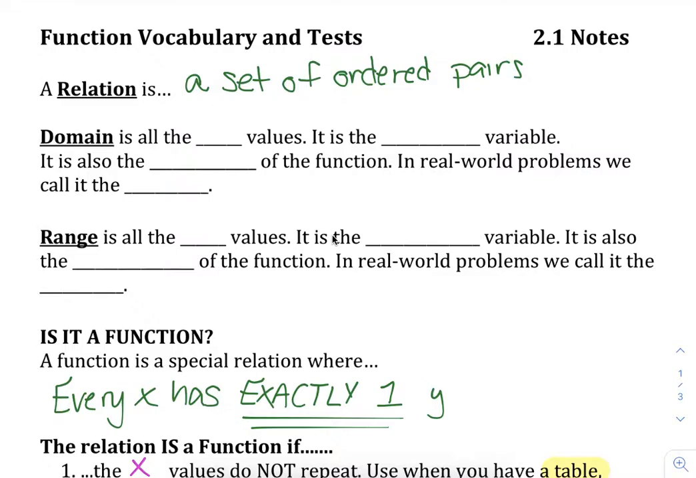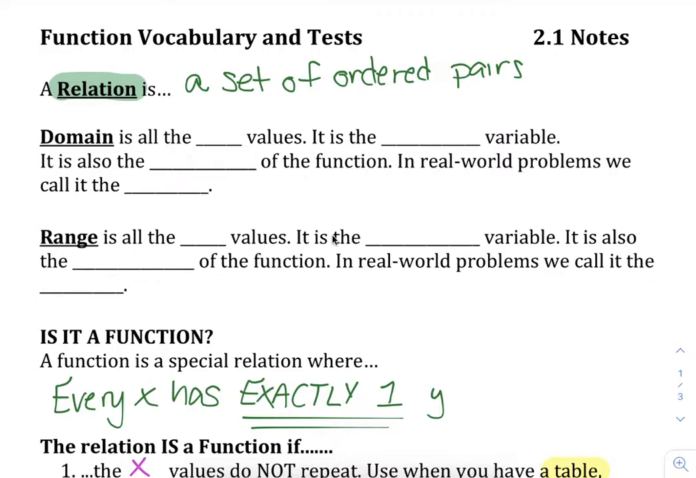Our first vocab word is a relation. A relation is a very general term. It just means a set of ordered pairs. So you might have 1 point, 1 comma 2. You might just have one dot on a graph, 3 comma negative 4. Whatever you have, it is a set of ordered pairs. It doesn't matter if it's 1 point or a whole graph made up of several points. A relation is just a set of x's and y's, or a set of ordered pairs.